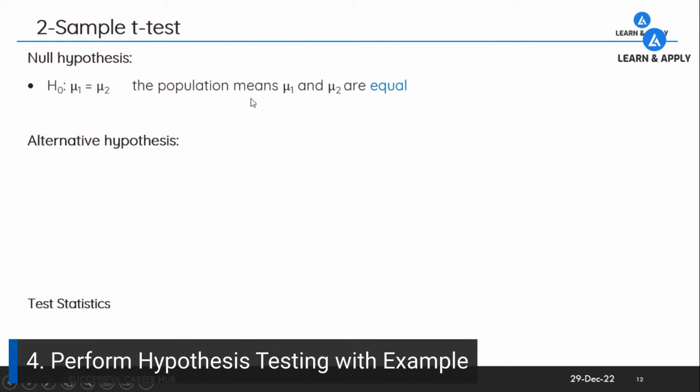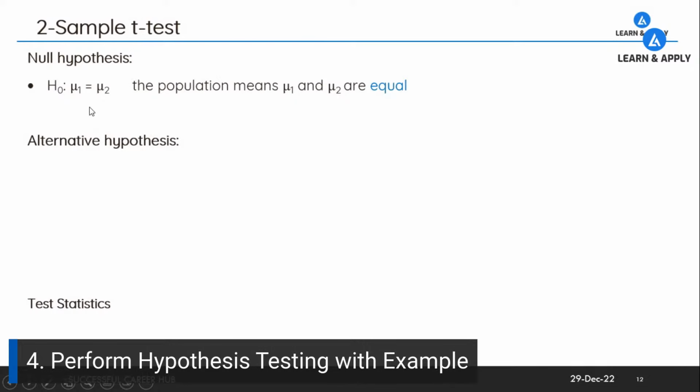That means the population means mu1 and mu2 are equal. So when we are stating the null hypothesis, this null hypothesis is always an equality. That means we are expressing the null hypothesis with an equal sign, right? Here, mu1 is equal to mu2. And the alternative hypothesis is the reverse of that. That means we are going to take the statement which is opposite of that.